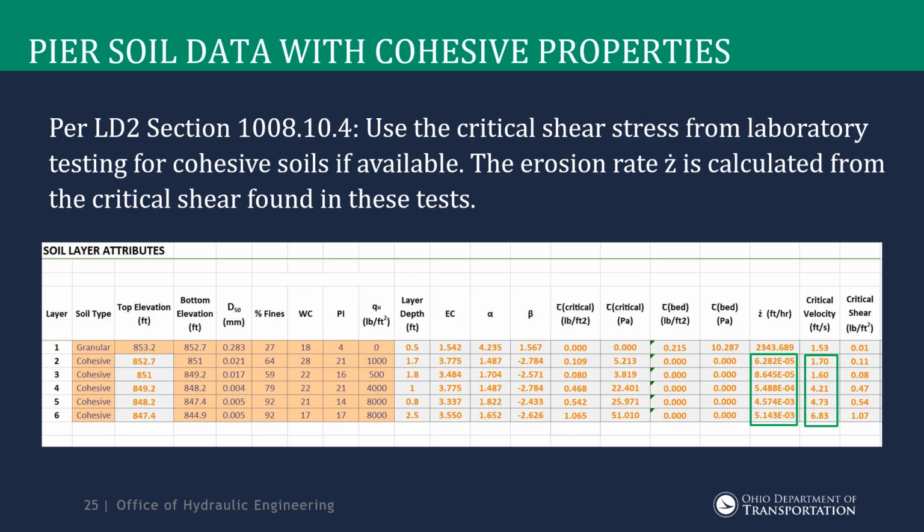So again, if we have the information for the cohesive soils, and in this case the erosion rate, which is calculated from the critical shear found in the tests, we can then use the cohesive method to calculate pure scour.